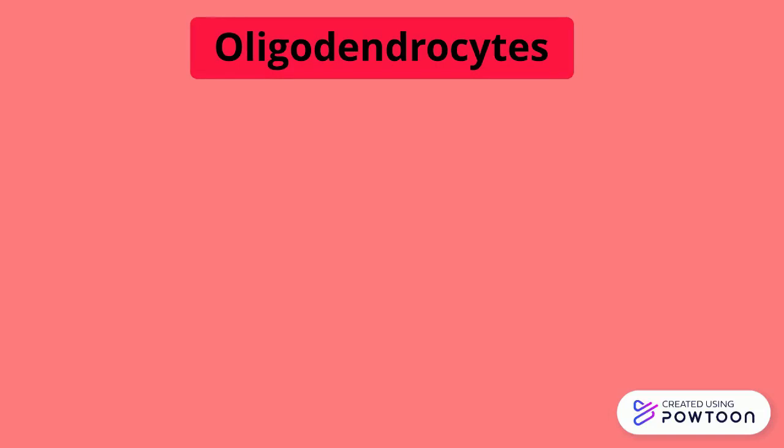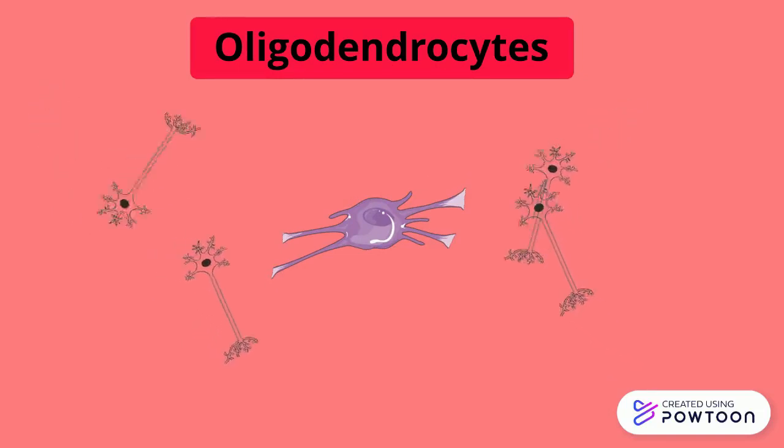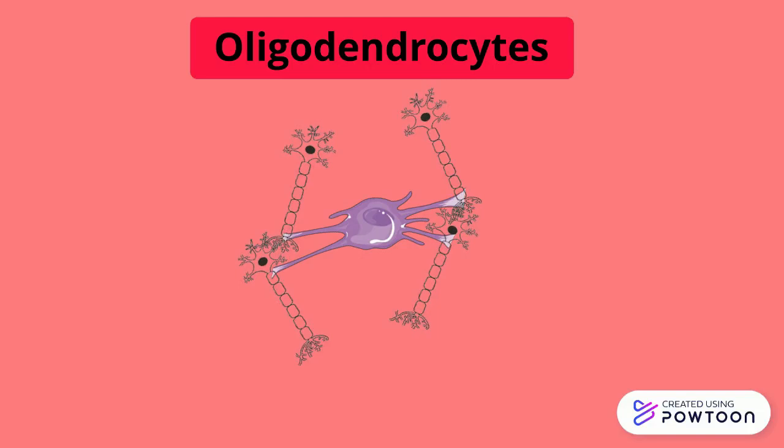In the central nervous system, oligodendrocytes rather produce the myelin sheath. As opposed to Schwann cells, each oligodendrocyte has multiple processes that each form a myelin sheath.